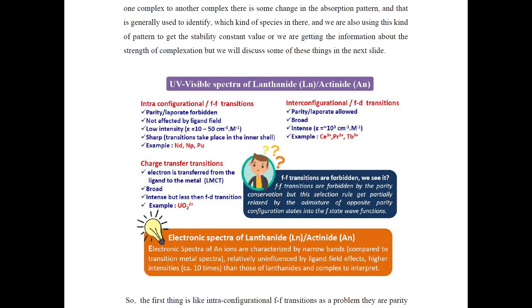We see that f-f transitions are forbidden by the parity selection rule. But this selection rule gets partially relaxed by the admixture of opposite parity configuration states into the f-state wave function. Talking about the electronic spectra of lanthanides (Ln) and actinides (An), the electronic spectra of An ions are characterized by narrow bands compared to transition metal spectra, relatively uninfluenced by ligand field effects, with higher intensities than those of lanthanides.